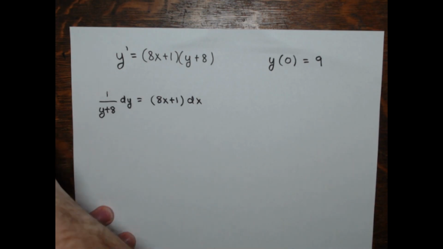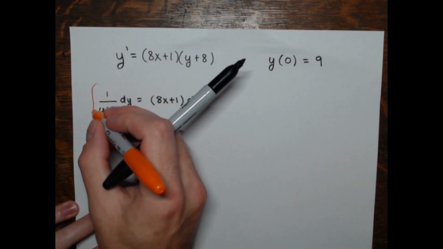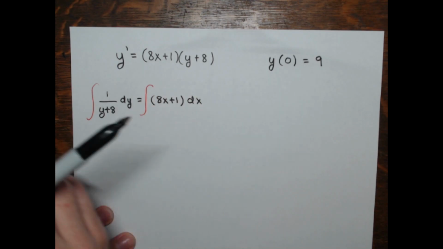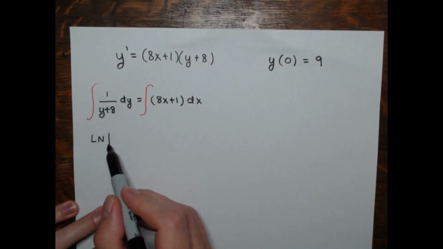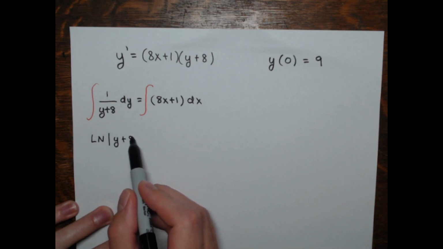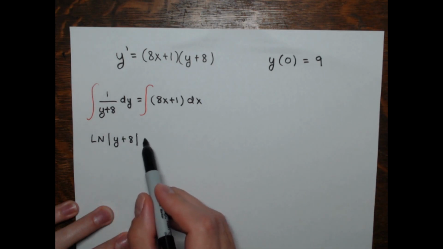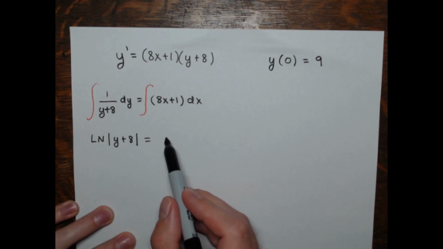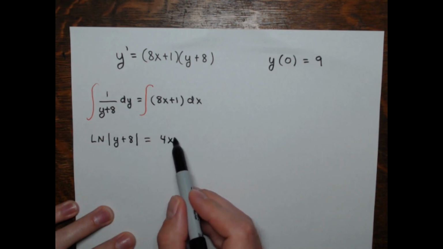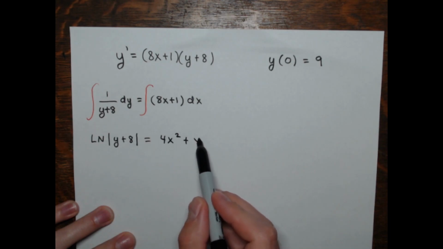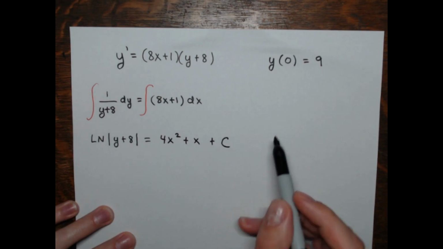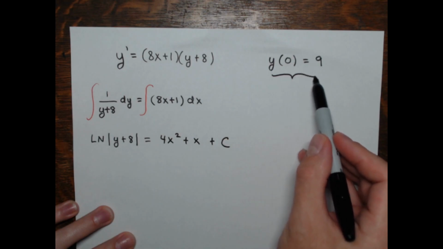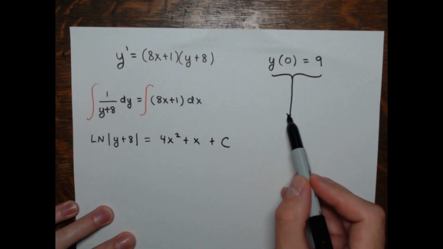All right, integrating. We have the separation of variables. Now we do our integration. Got the natural log of the absolute value of y plus 8 must be equal to 4x squared plus x, and then plus some constant. Now here's where I'll use the condition to find the constant.